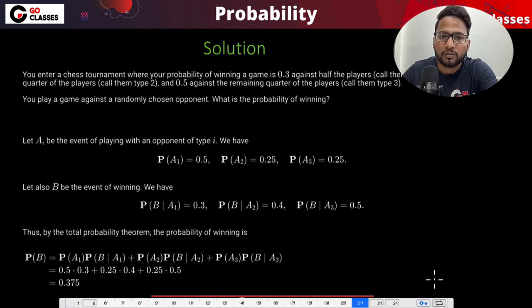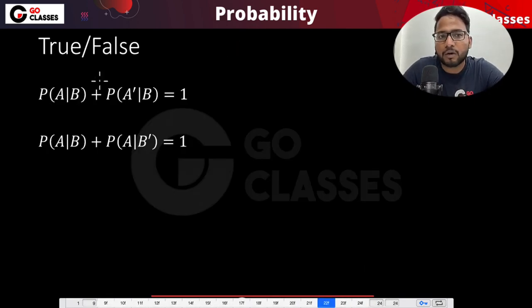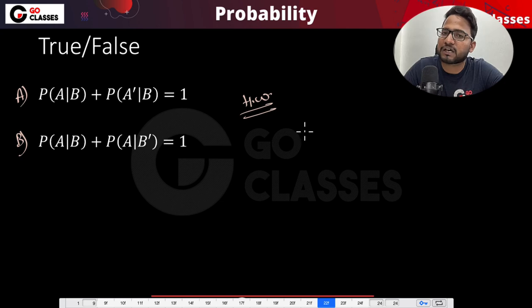Okay, now this is the solution that we have. Now let's solve one more question, which is an easy question. They're asking true or false. These two equations are given. Let's suppose this is A, this is B. You just need to tell me whether this is true or false. Just do this as homework, and in the next video we will be solving it.